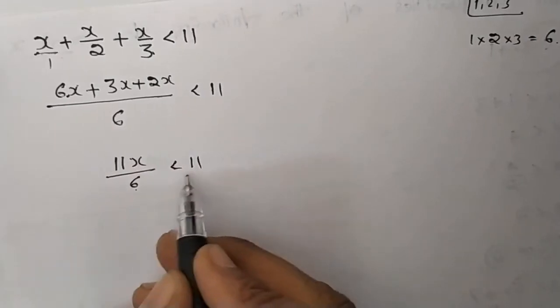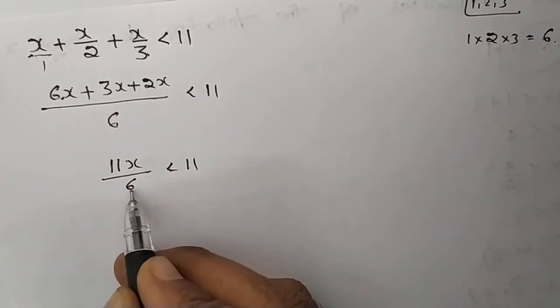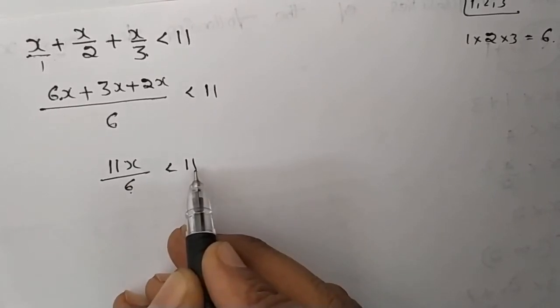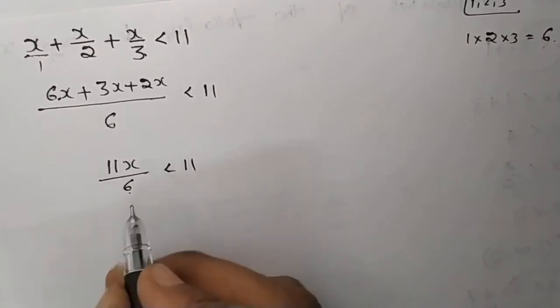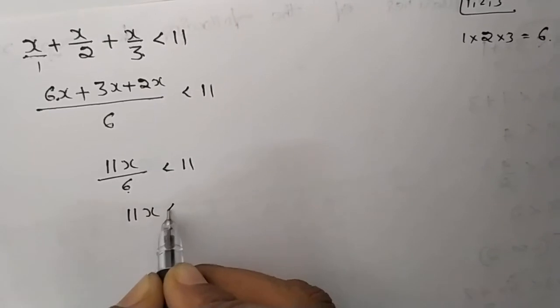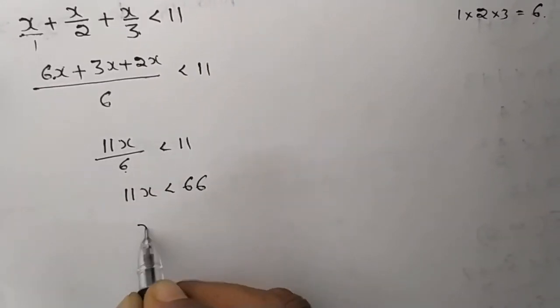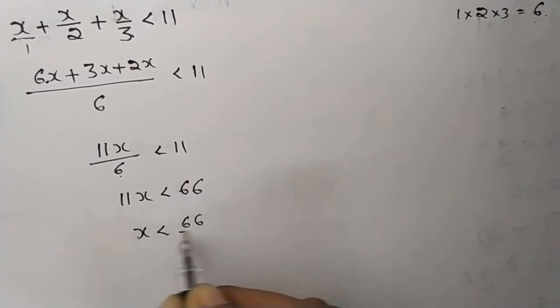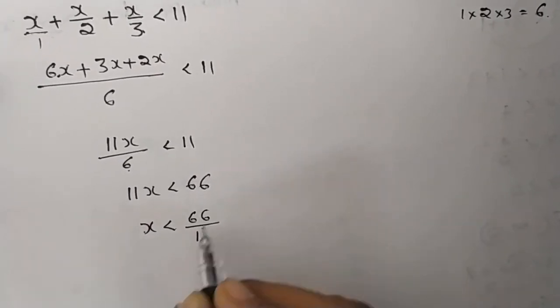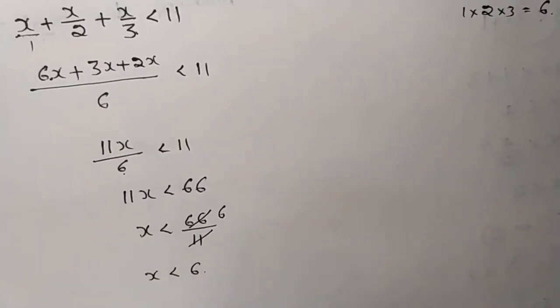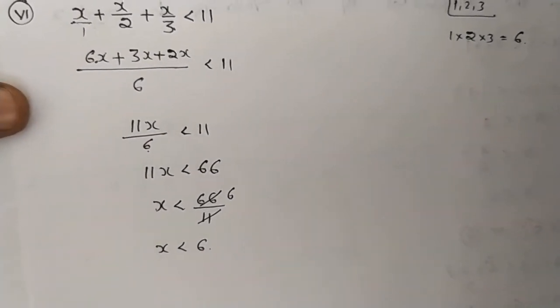Now send this 6 to the right. In the denominator we have 6. If we are sending this denominator to the right, then it multiplies. 11x is less than 11 into 6, which is 66. Now x is less than 66 divided by 11. 11 sixes are 66. X is less than 6.